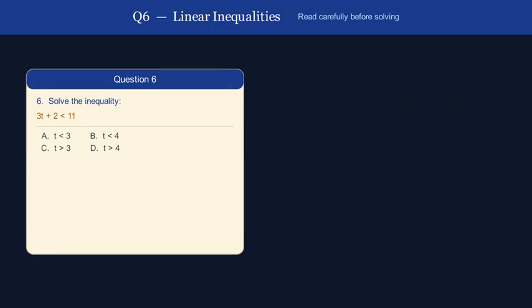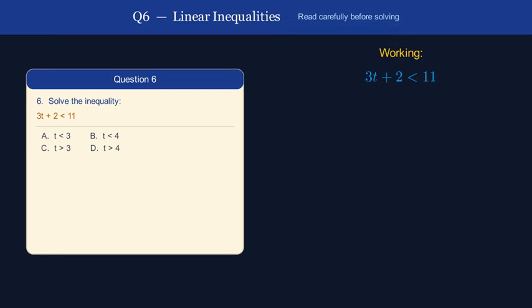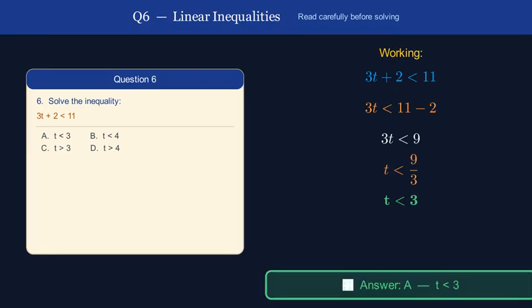Question number 6. Solve the inequality. Treat it like an equation, but keep the inequality sign. So we subtract 2 from both sides to get 3t is less than 9. Then to get the value of t, we divide by 3 to get t is less than 3.